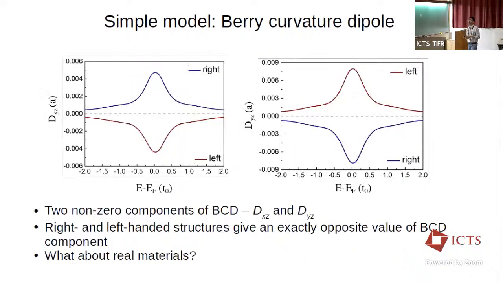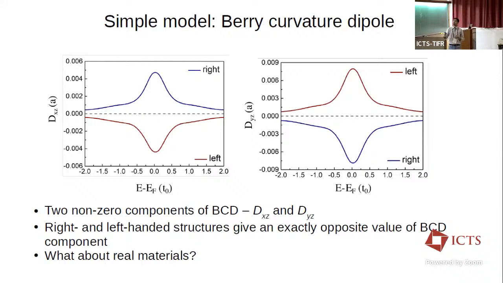For this model, it turns out there are two non-zero components of the Berry curvature dipole tensor, dxz and dyz, and we plot both of them. The left panel is dxz, the right panel is dyz, as a function of the Fermi energy. The blue is for the right enantiomer, red is for the left one, and you see the dxz components are exactly opposite for the right and the left one. Similarly, the dyz are also exactly opposite for the two structures.